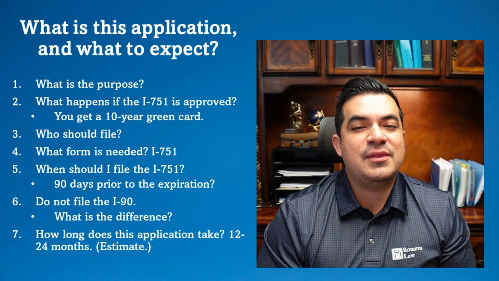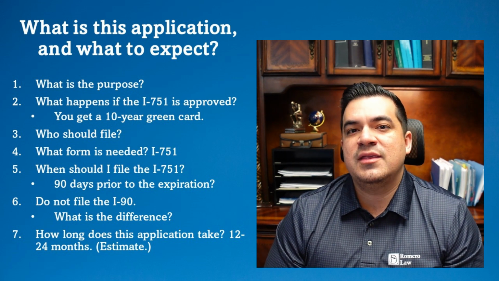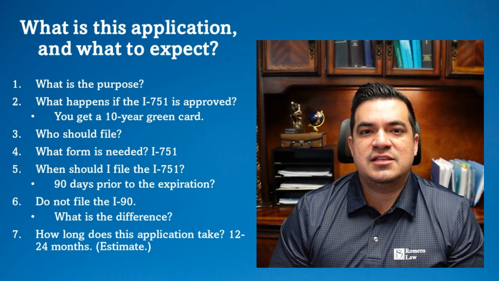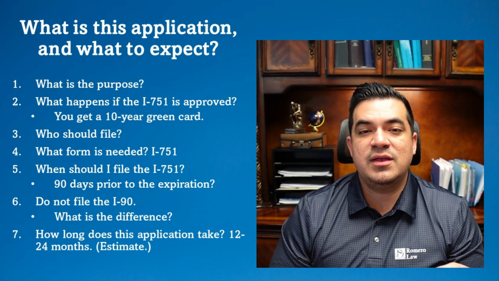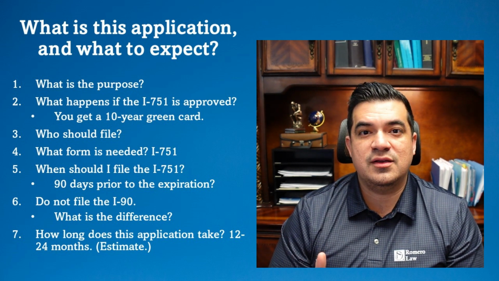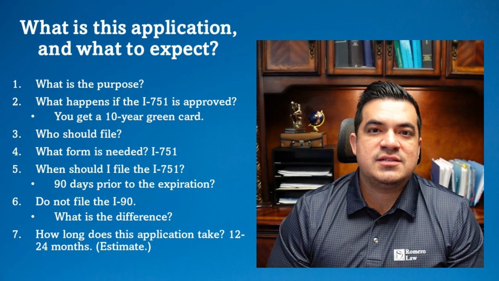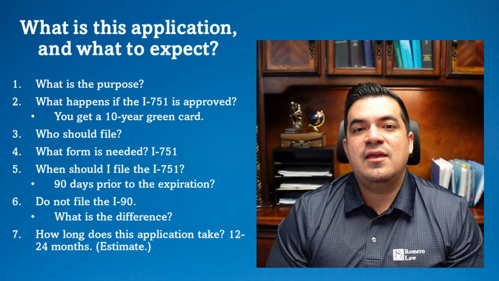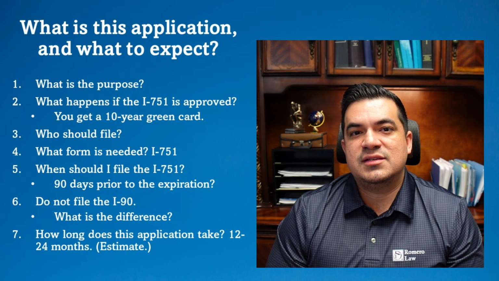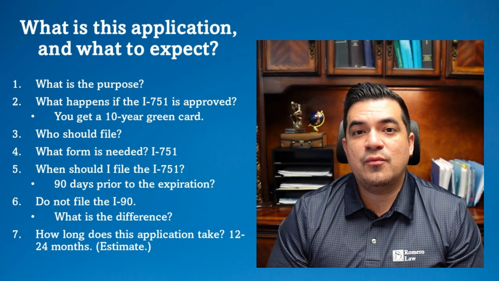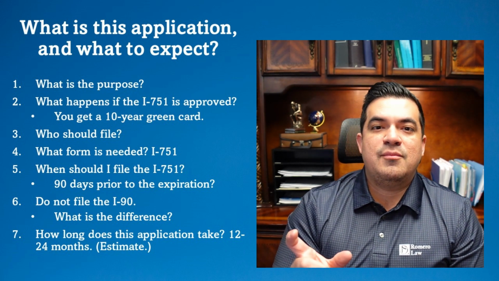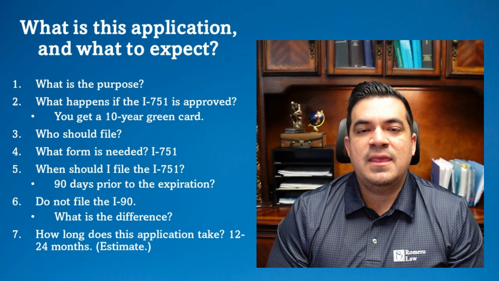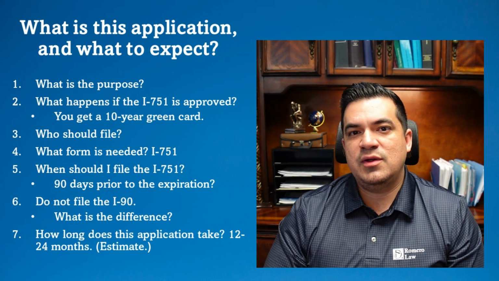So what is this application and what can you expect? So the purpose of the application is because you received a conditional green card, meaning that you have a green card for 2 years. The reason why immigration does the 2-year green card is that when you got married to a U.S. citizen or a resident and your approval of your green card came before your 2-year anniversary, immigration will give you the conditional green card.